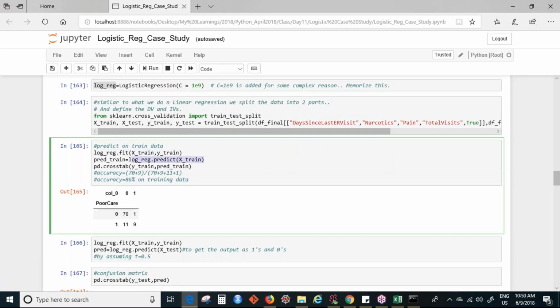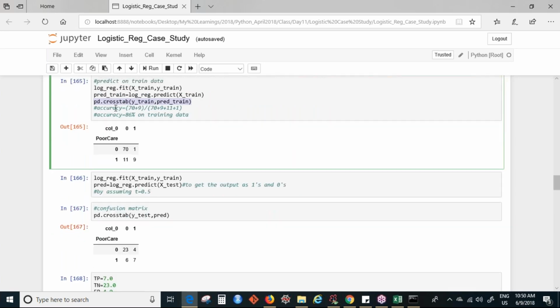Here I'm first predicting on the trained data, and then I'm computing the confusion matrix. If you remember, we saw the crosstab function when we started with Python, I think on day 3 or day 4. The crosstab function is used to compute such a matrix.